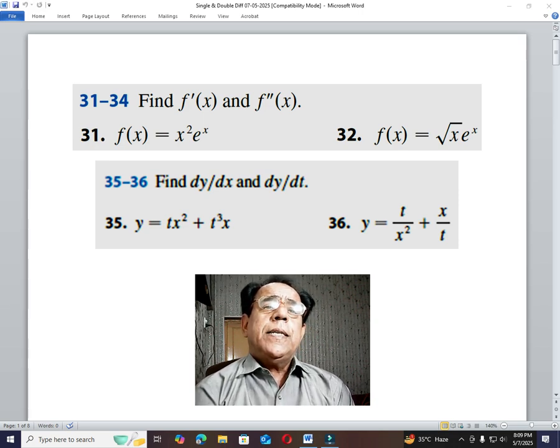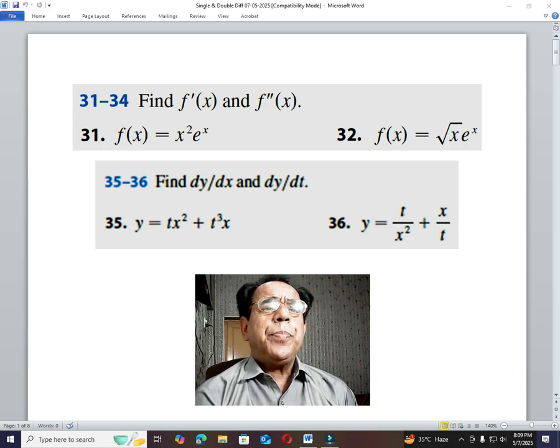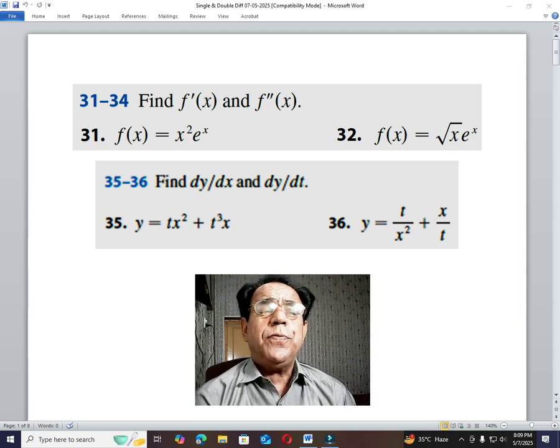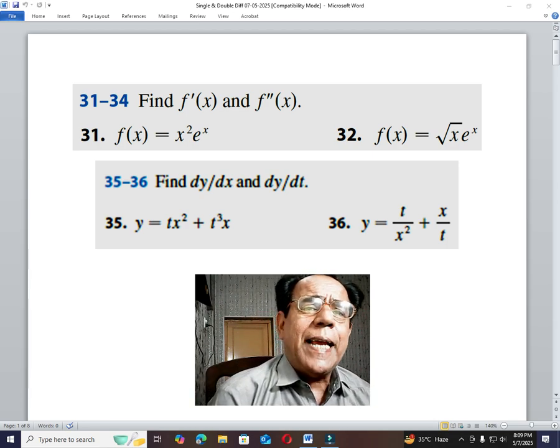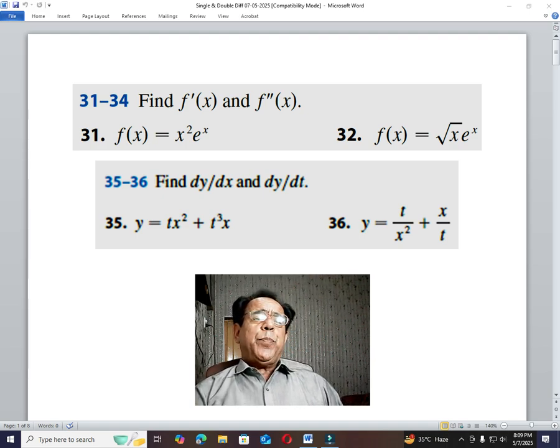With respect to x, while the function is of x. Similarly, in the second two problems, actually the function is of t and x, and we have to find dy by dx as well as dy by dt. So actually the 35 and 36 problems are four problems in place of two.